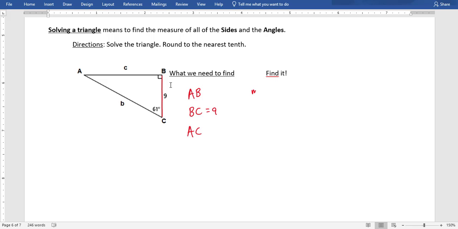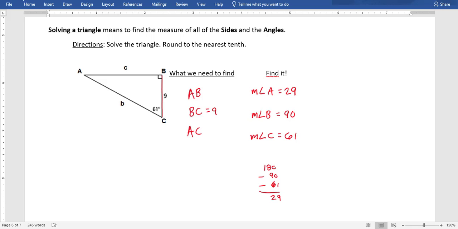What else do we need? We need to find the measure of angle A, the measure of angle B. Well, actually, we know the measure of angle B. It's 90. And we need to find the measure of angle C. Well, we know that one. It's 61. And we should know that the three angles in a triangle all add up to 180. So if I do 180 minus 90 minus 61, I should get 29. So my measure of angle A is 29.